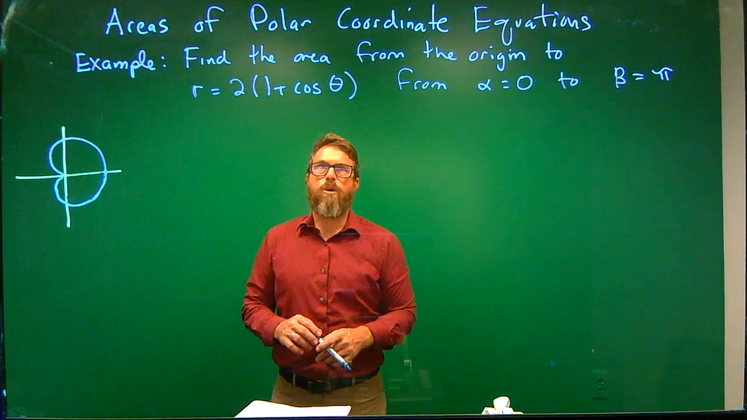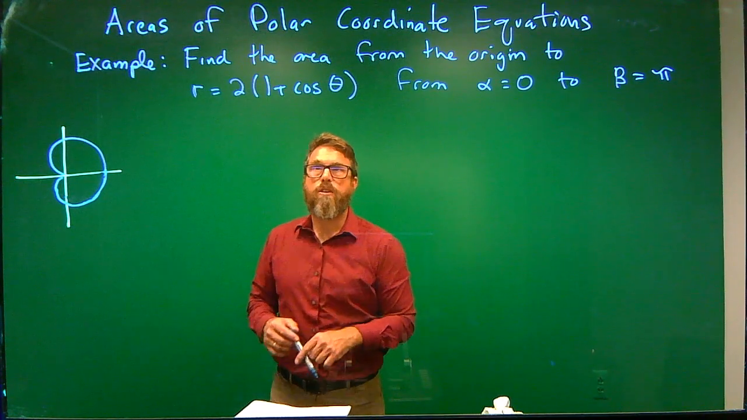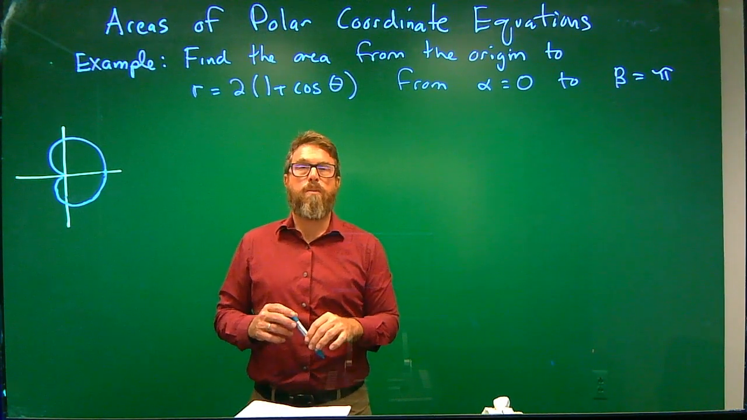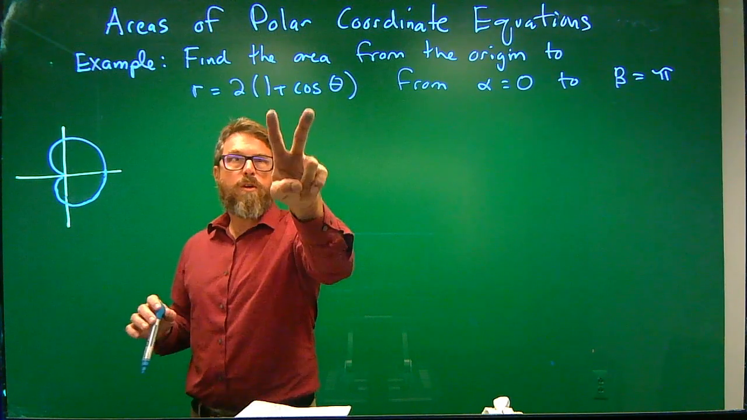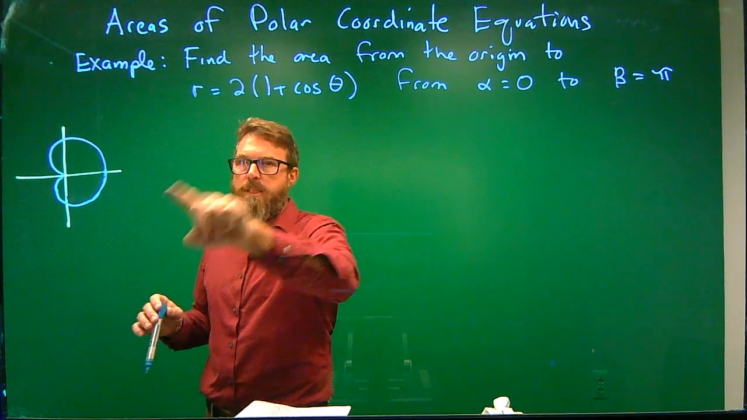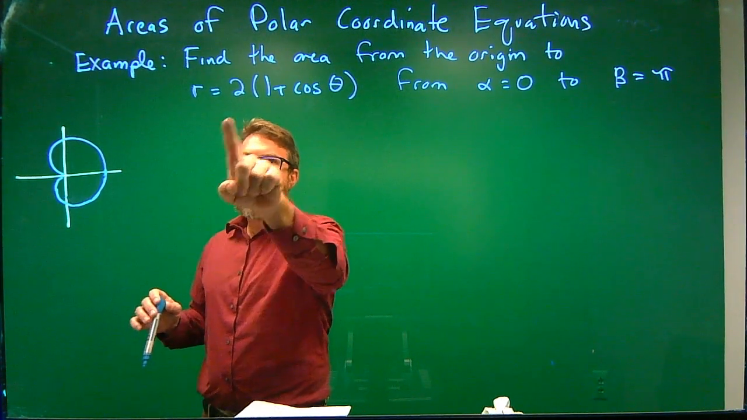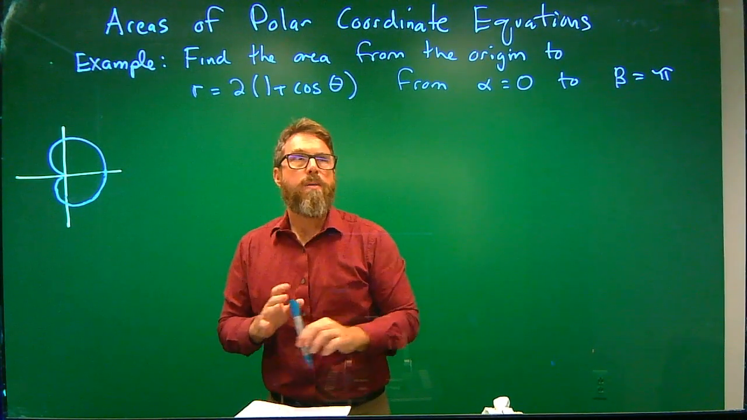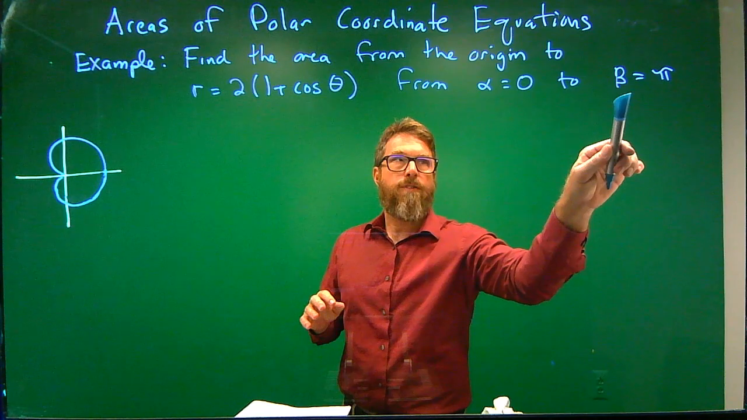The example I chose was to find the area from the origin to the radial function r equals 2 times 1 plus the cosine of theta. We're familiar with 1 plus the cosine of theta. It's this cardioid, but when we multiply it by 2, it radially stretches it by 2. We're going to open up from alpha equal to 0 to beta equal to pi.